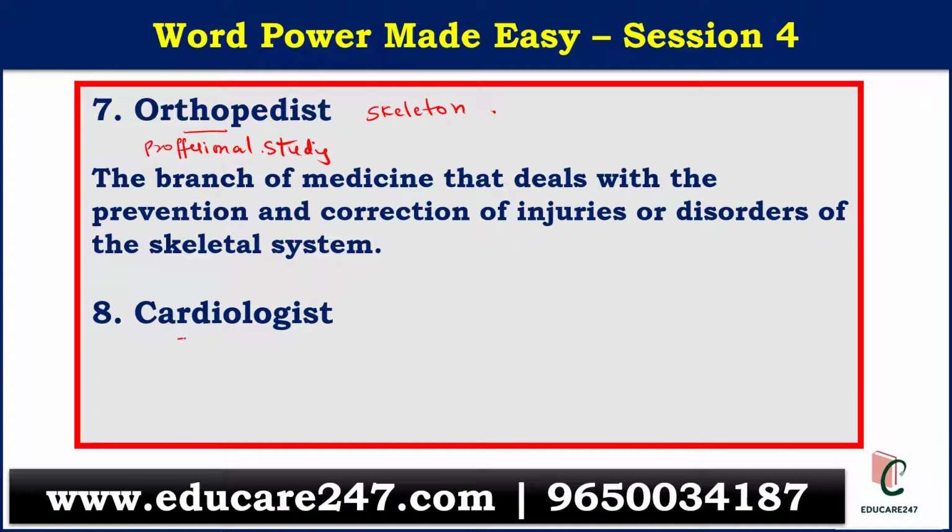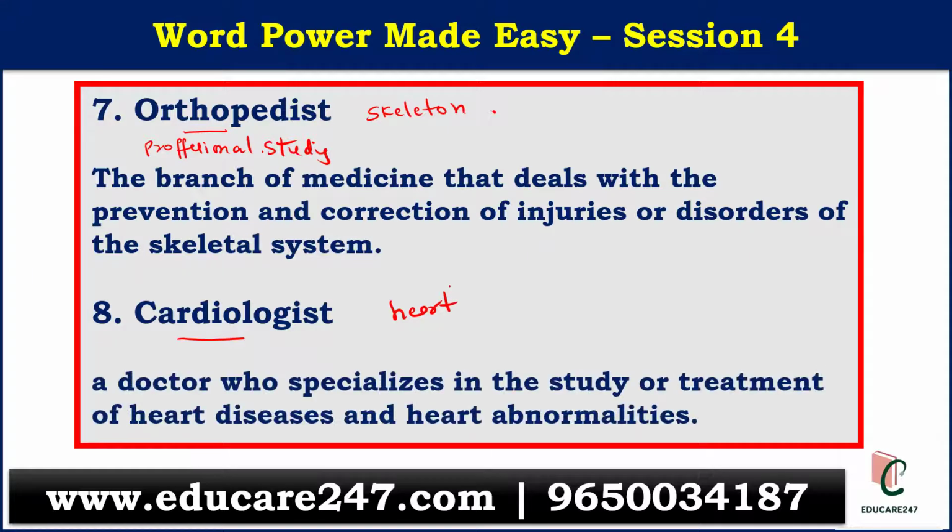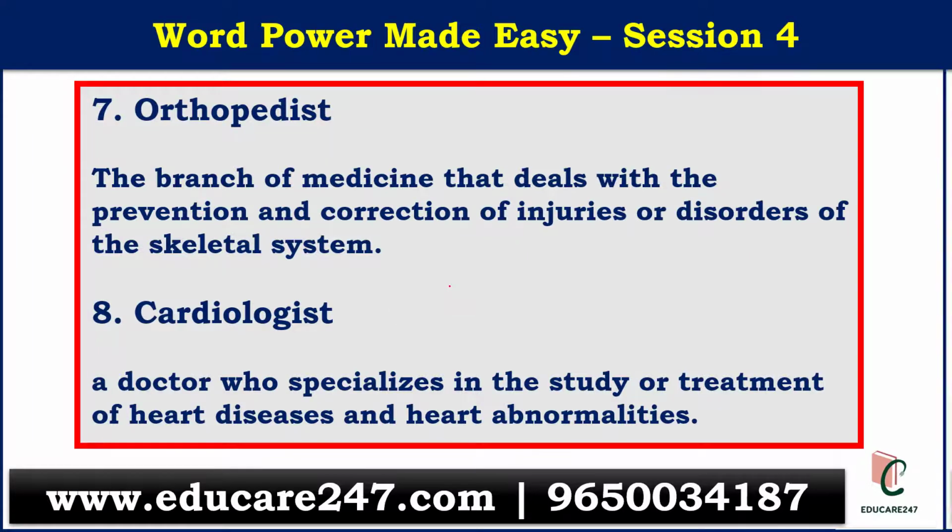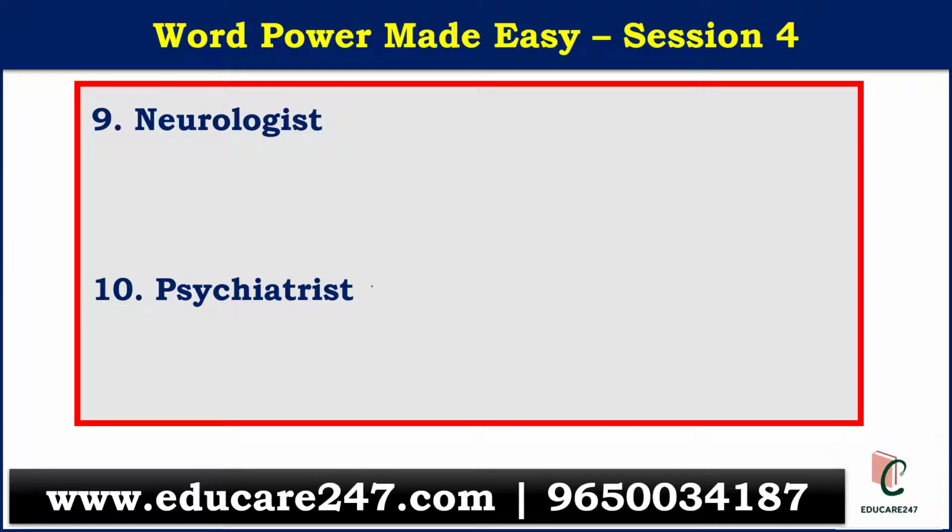Next is the cardiologist. Cardio is based on heart. So a cardiologist is a doctor who specializes in the study or treatment of heart diseases and heart abnormalities. Next we have the neurologist. Neuro means related to the nervous system.